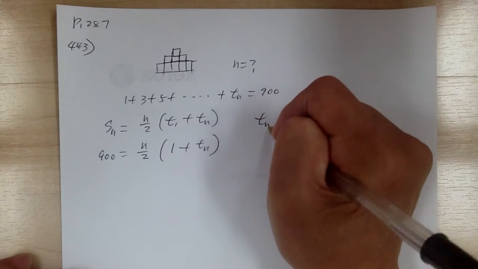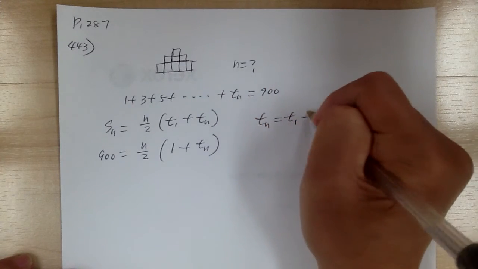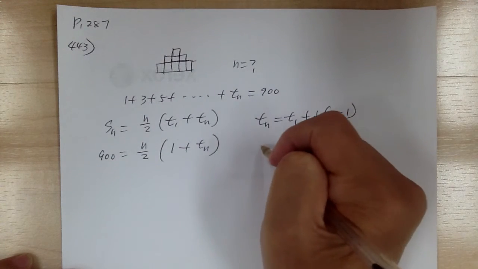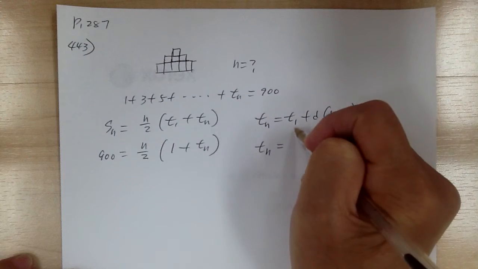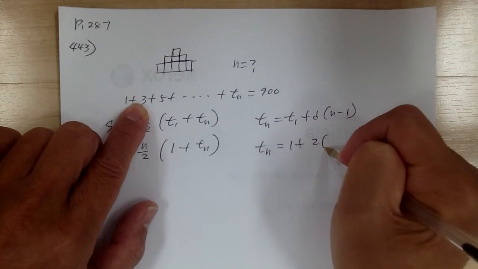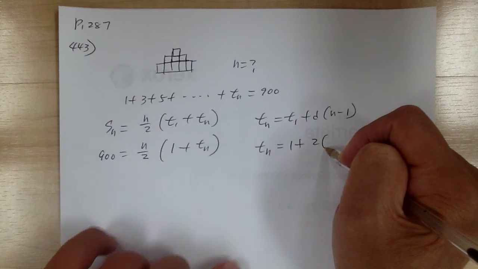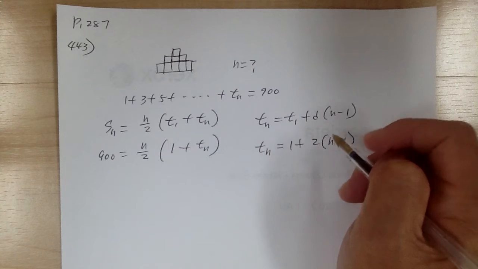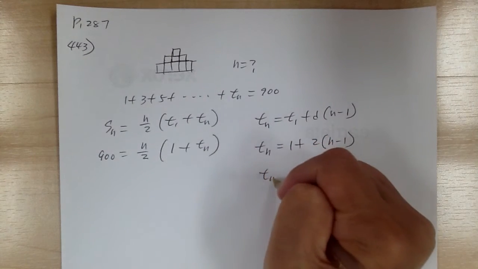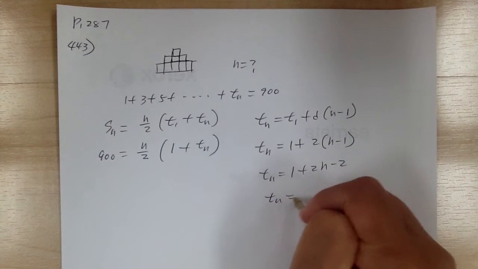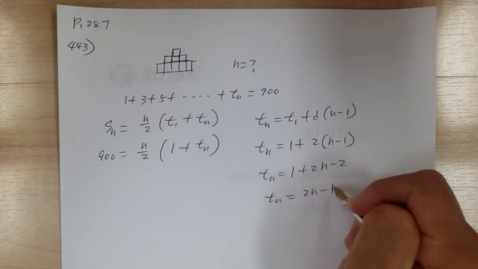So t of n equal to t1 plus d times n minus 1. Okay, so t1 is 1, d is 2, right? You add 2 to get to the next one, and n you don't know. So let's go and do that. Okay, and so t of n equal to 1 plus 2n minus 2. So t of n equal to 2n minus 1.